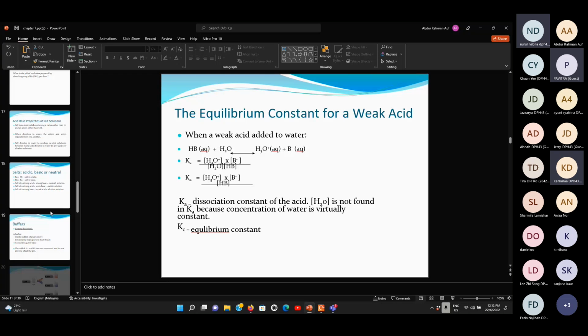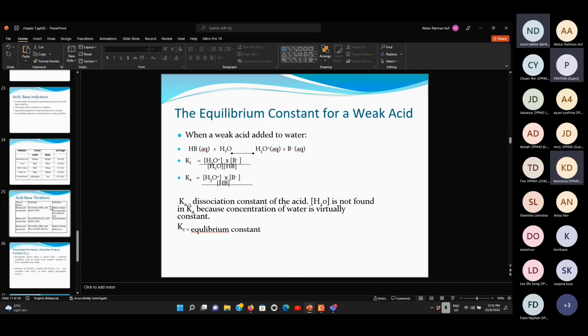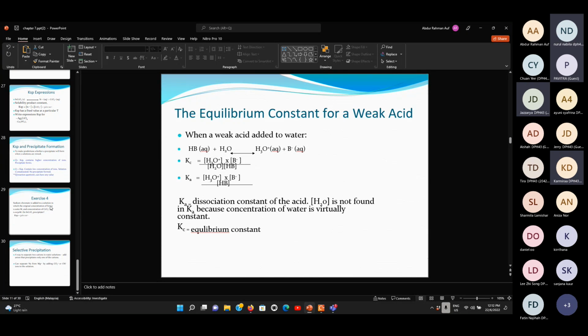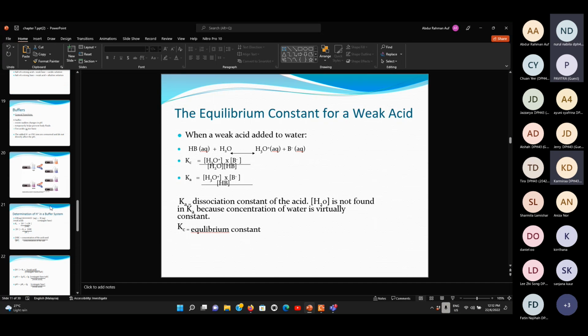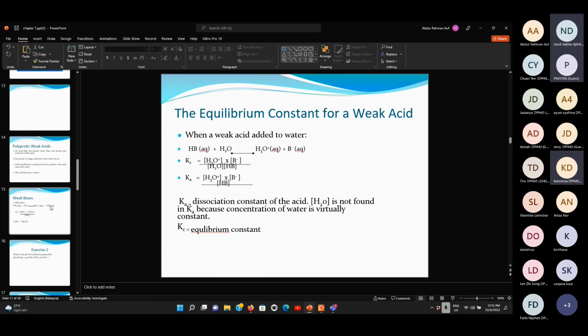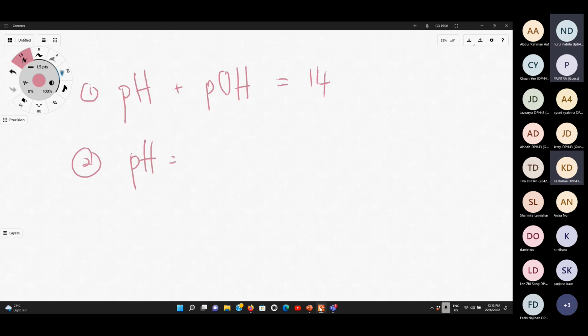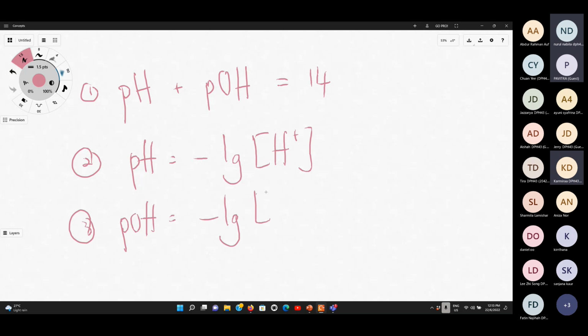pH. Acid and base indicator, titration. I forgot the formula. It's in the next slide. No, lecture. No, I can just Google. Yeah, I remember now. pH is negative log of the. Saya ingat dah, sorry. pH is the negative log of the concentration of H plus. And the third formula is pOH equals to the negative log of OH minus. So this is the formula untuk kita calculate pH.